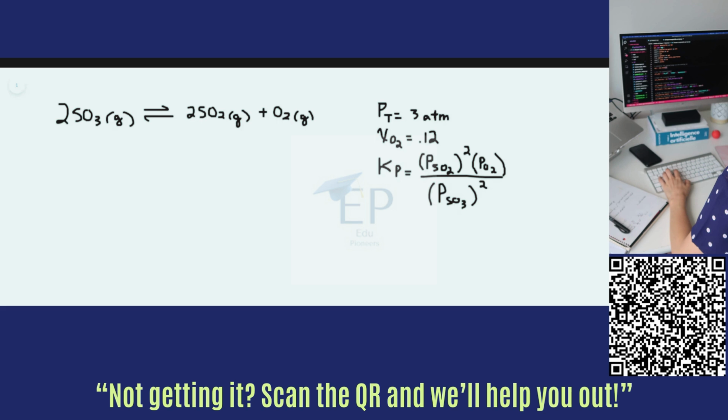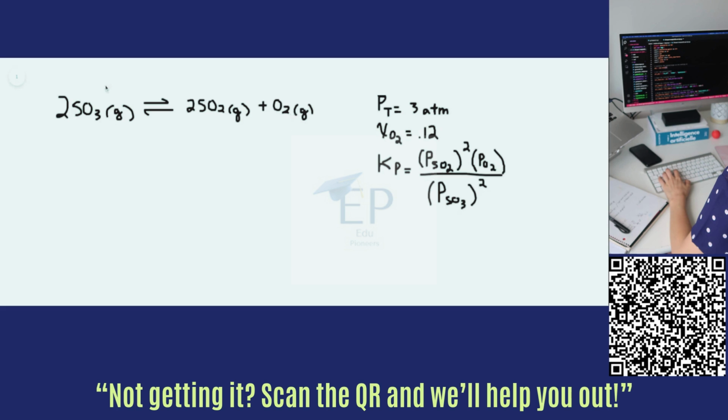This question says a sample of SO3 is introduced into an evacuated sealed container and heated to 600 Kelvin. The following equilibrium is established. The equation is here. It says the total pressure of the system is 3 atmospheres and the mole fraction of O2 is 0.12 and asks us to find Kp, or the equilibrium constant with respect to pressure.